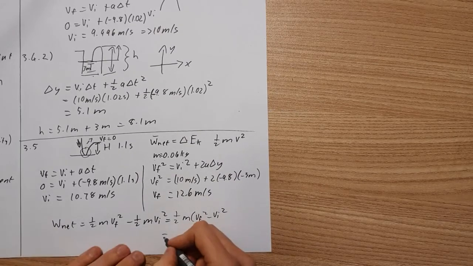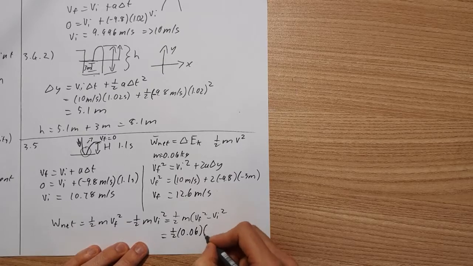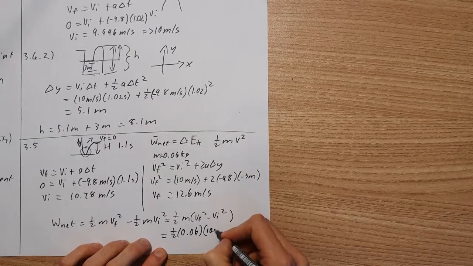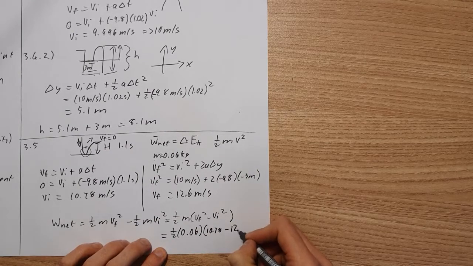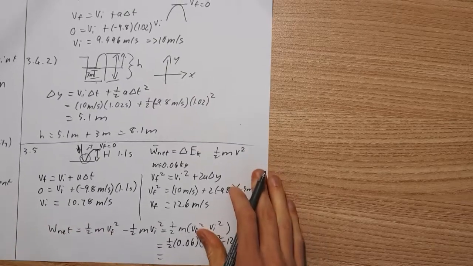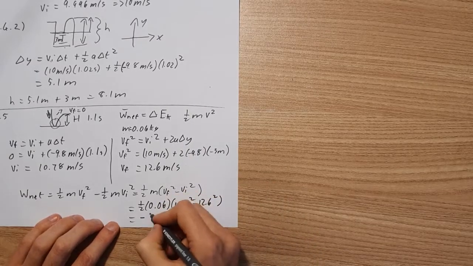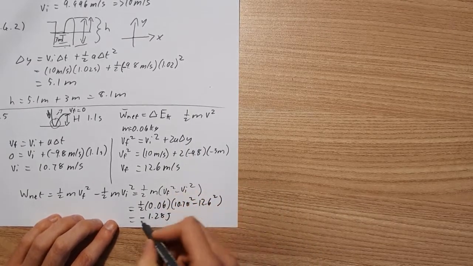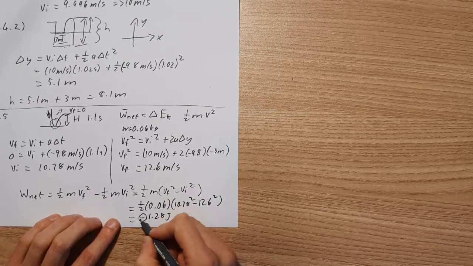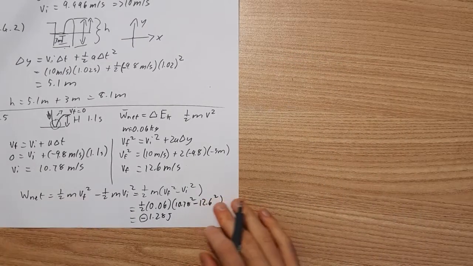My mass is 0.06. Final was what it left the ground with, so 10.78 minus 12.6, both of those squared. If you plug that into your calculator, you should get a value of negative 1.28 joules. Now remember for work or energy, the negative indicates the loss of energy and not direction. And that's how we go about doing this question.